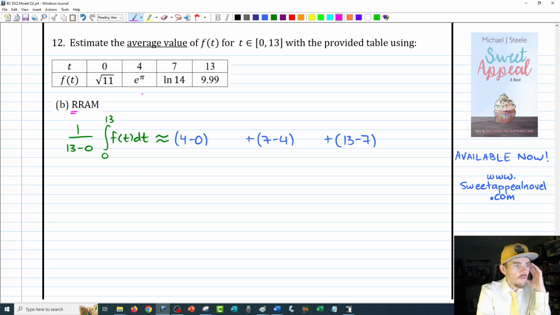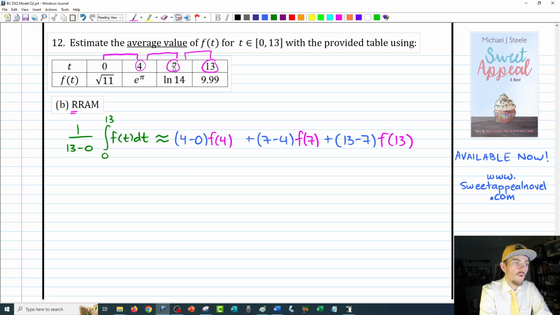With all that said, now that we're using the right endpoint, we're going to need to look on each interval and ask what is the right endpoint. So on 0 to 4, the right endpoint is at 4. So this is going to be f of 4. The next interval is from 4 to 7. The right endpoint is going to be 7. So we'll multiply 7 minus 4 times f of 7. And last but not least, on the interval from 7 to 13, the right endpoint's at 13. So we'll multiply by f of 13.